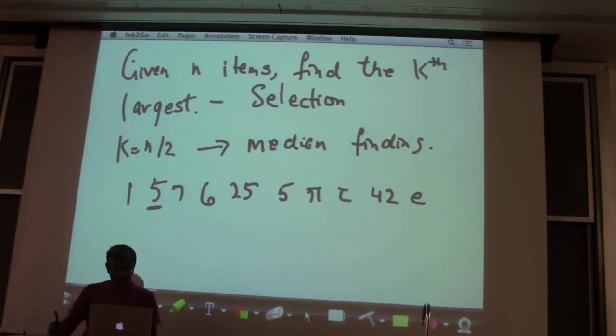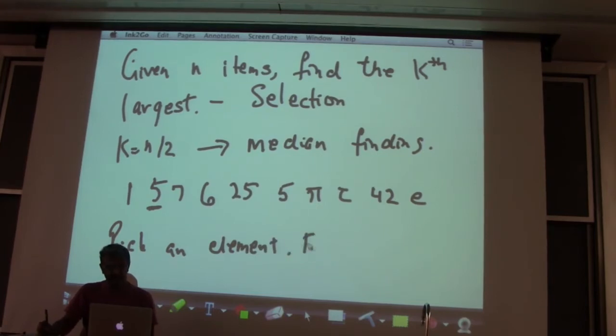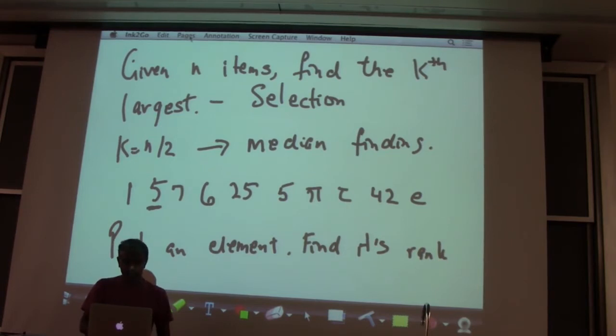So our recurrence, so let's say we pick an element, find its rank. Oh my god, I used an apostrophe, it's terrible. In that case, I'm just going to warn you all, I'm going to go to the next page because that causes some consternation.